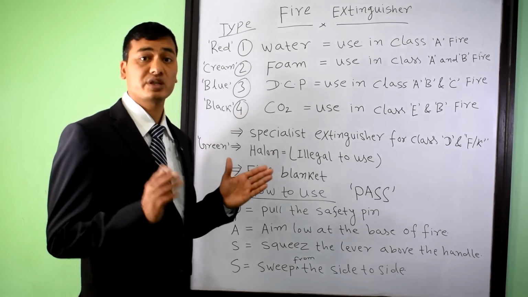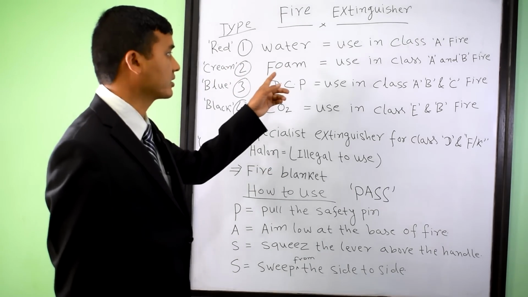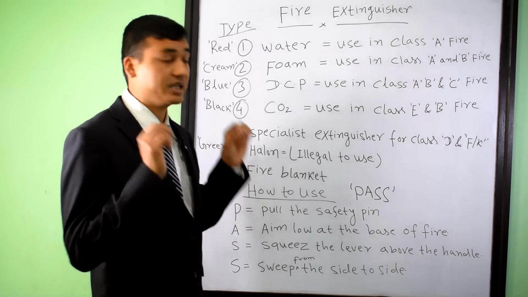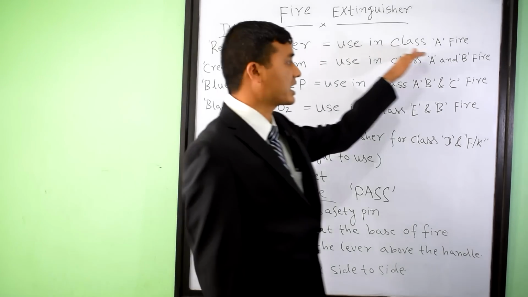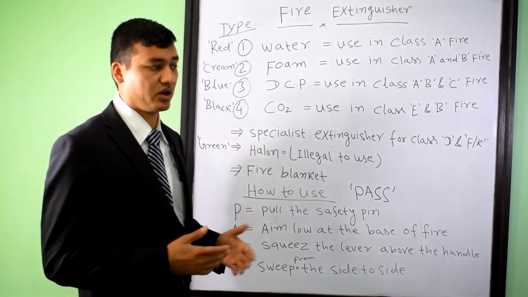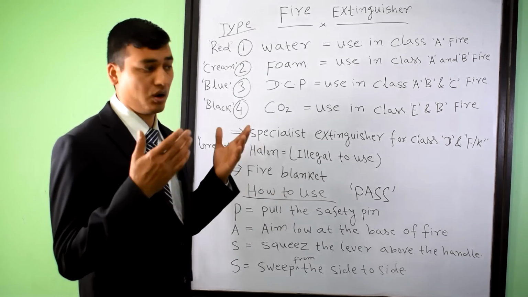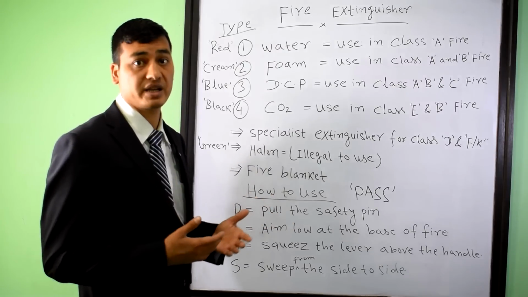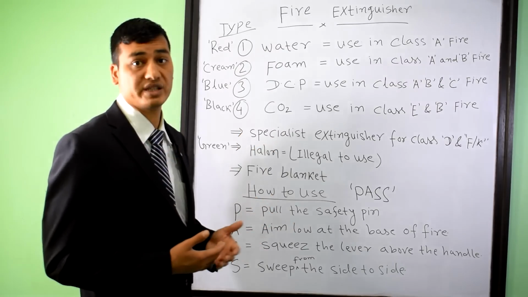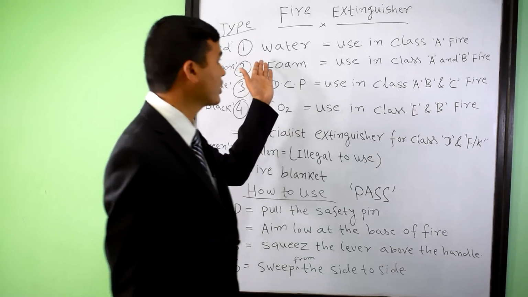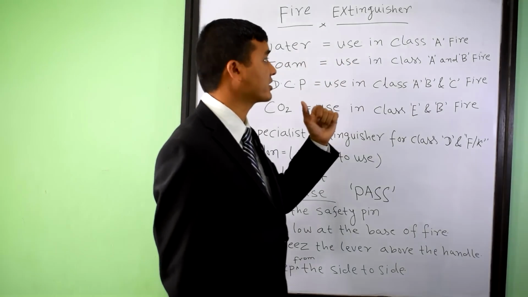Okay, types of extinguisher. Number 1, water. Water extinguisher, it contains the water inside. It can be used for the class A fire. You people know, right? Class A fire is the general fire, like the fire in the paper, plastic, clothes, wood. This is class A fire. We can use water extinguisher.